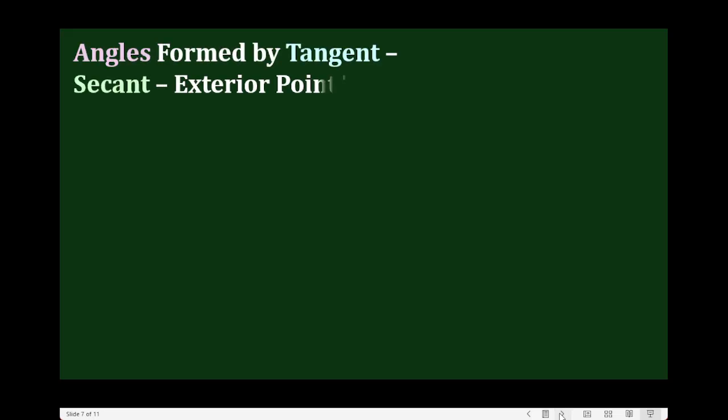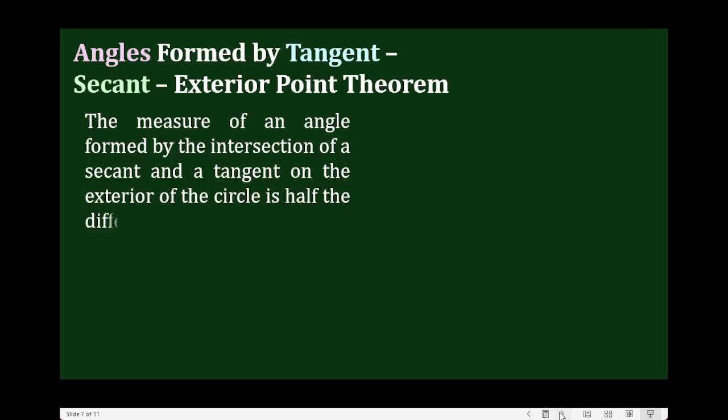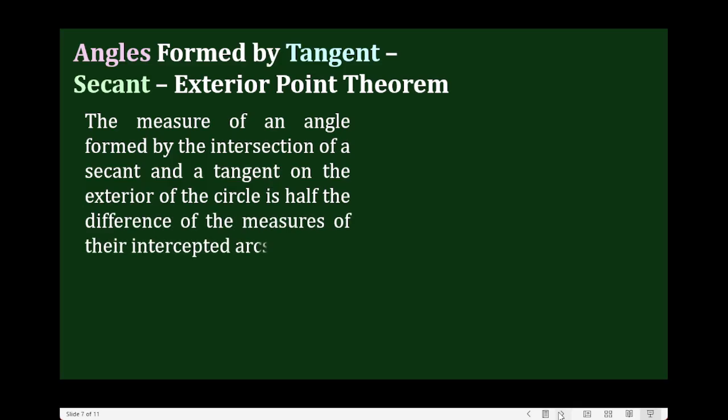Next, for our next theorem, angles formed by tangent secant exterior point theorem. This theorem states that the measure of an angle formed by intersection of a secant and a tangent on the exterior of the circle is half the difference of the measures of their intercepted arcs.